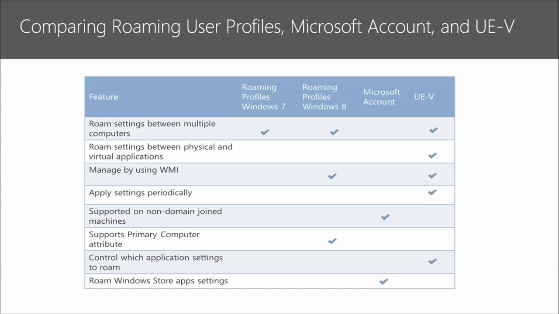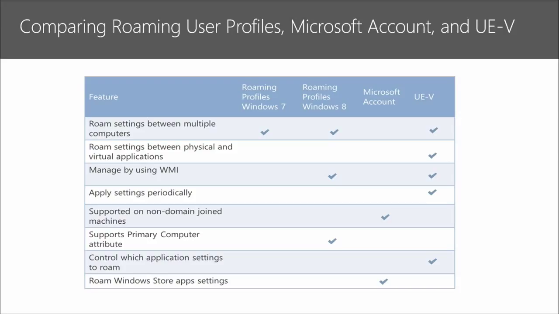So to the grid here, we've got roaming profiles in Windows 7 and Windows 8. You'll see that, roaming settings between multiple computers, that's fine. UEV can do that as well. But look at the second row there. Roam settings between physical and virtual applications. That's where UEV is a standout. That's from physical to virtual. You definitely have to use UEV there.